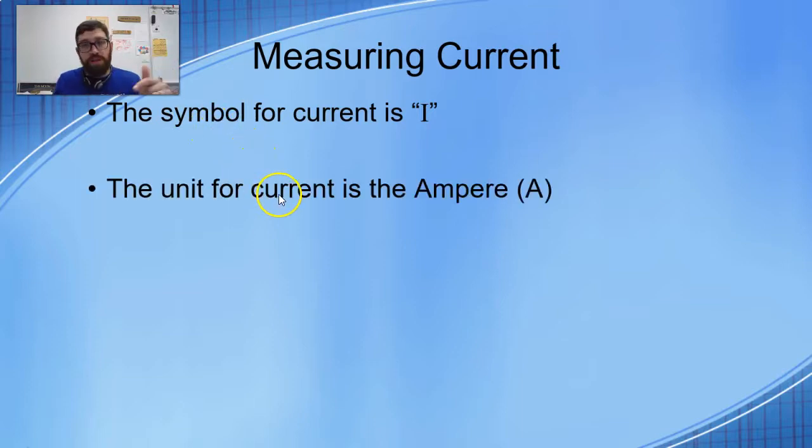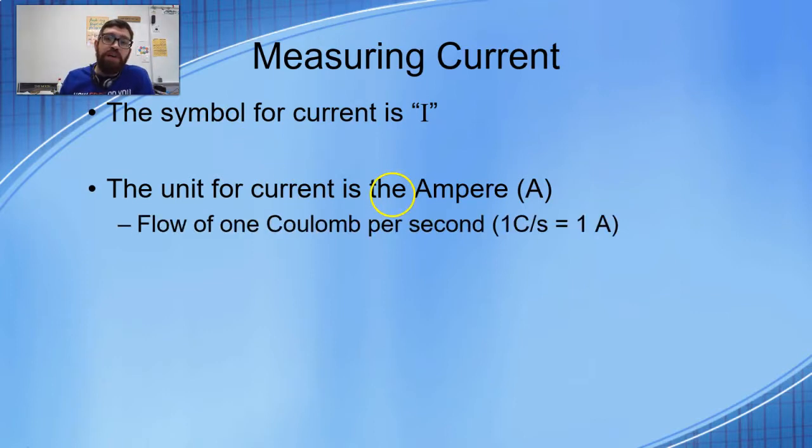The unit for current, the unit of measurement, the way that we measure, is called the ampere, or sometimes we just shorten it to amps. And an ampere is defined as the flow of 1 coulomb of charge. Remember, a coulomb is the unit for charge. I just said the same thing twice. The flow of 1 coulomb per second.